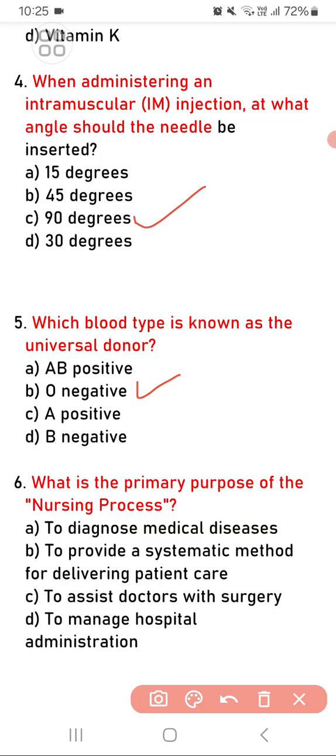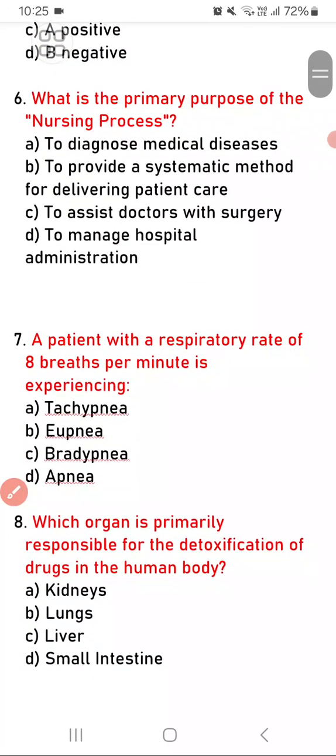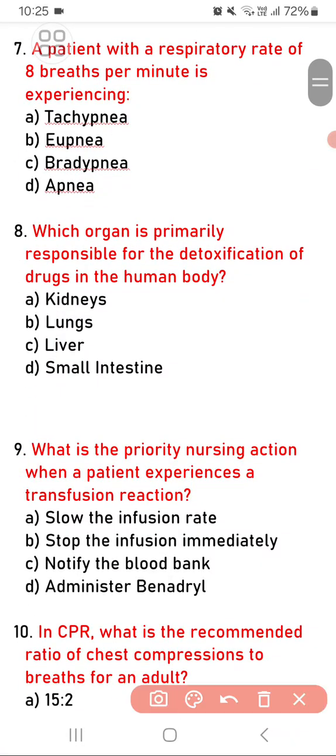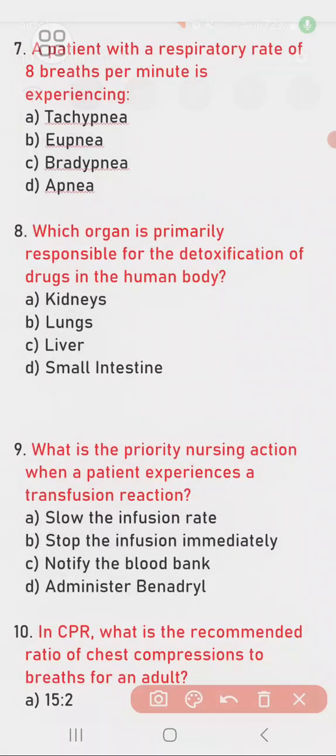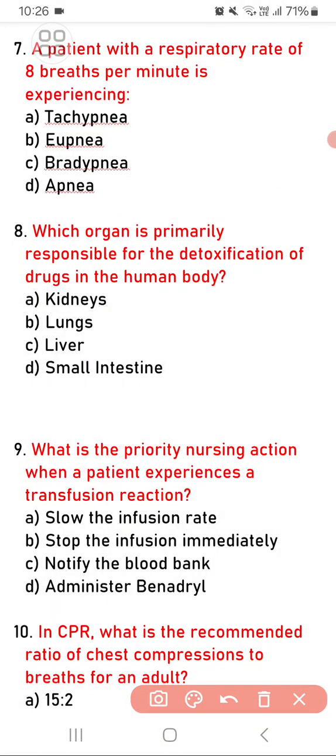What is the primary purpose of the nursing process? To provide a systematic method for delivering patient care. Next question है, a patient with a respiratory rate of 8 breaths per minute is experiencing bradypnea.